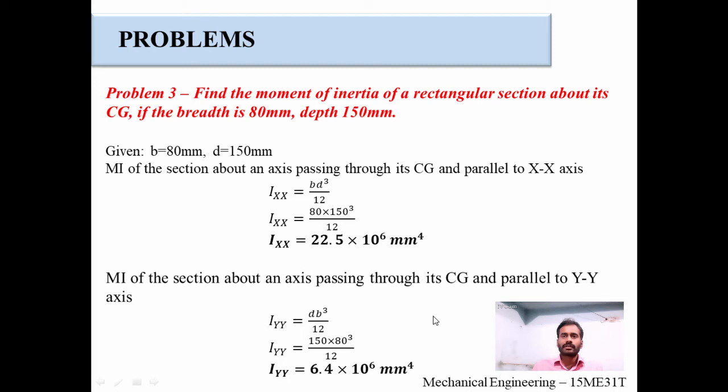So the calculation of the moment of inertia for the rectangular section and other sections is very important. When you are designing a beam or some structural member, we have to calculate the moment of inertia. Only then can we calculate the stress induced in the structures or in the beams. So these kinds of problems we have to focus on because they help you in further chapters.